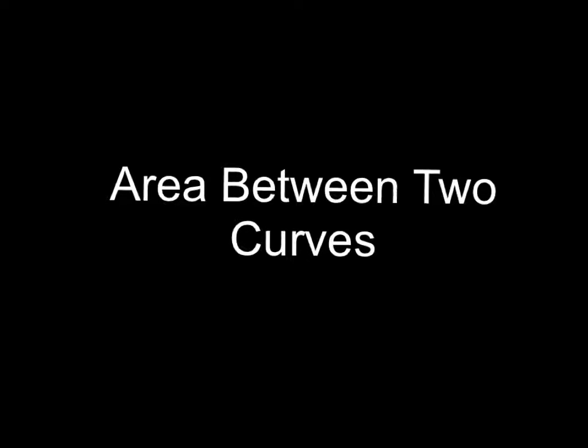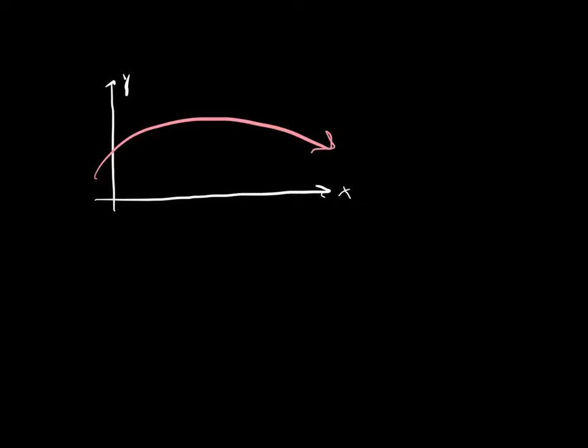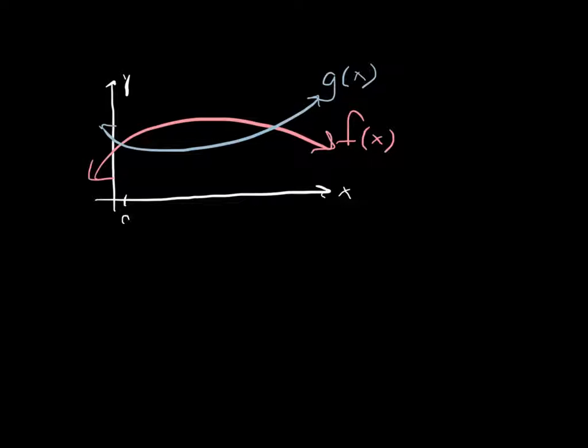Today we're going to find the area between two curves. So rather than looking at just the area under one curve, we can find the area between two curves. So let's say we wanted to calculate this area between f of x and g of x, and that we're looking from A to B, that's where they intersect.